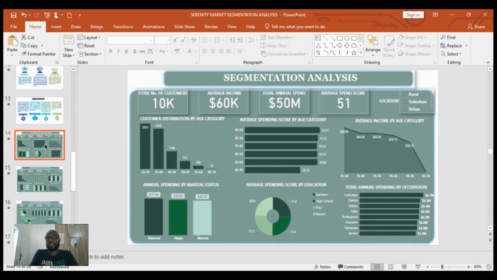It's an interesting insight to have, so that when tailoring marketing strategy, the company can effectively target these categories of customers just for the fact that they are likely to have some high disposable income for them to spend. Then we also looked at the divorced, the single, and the married.